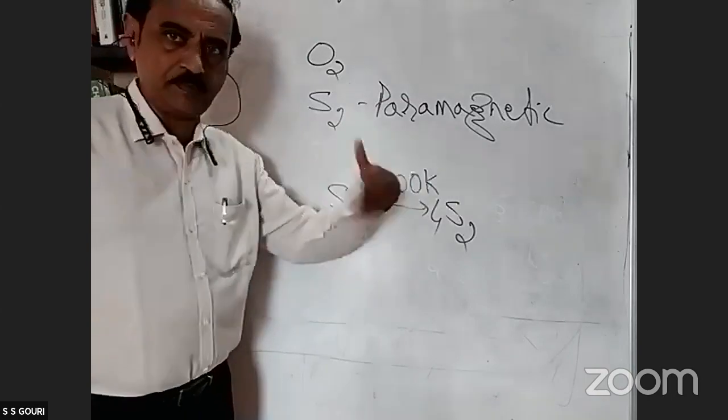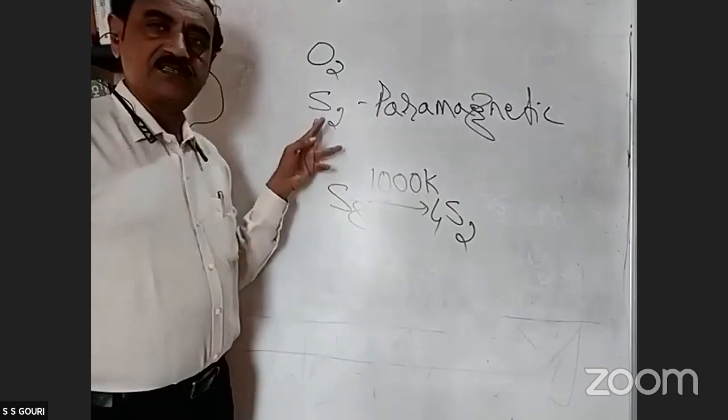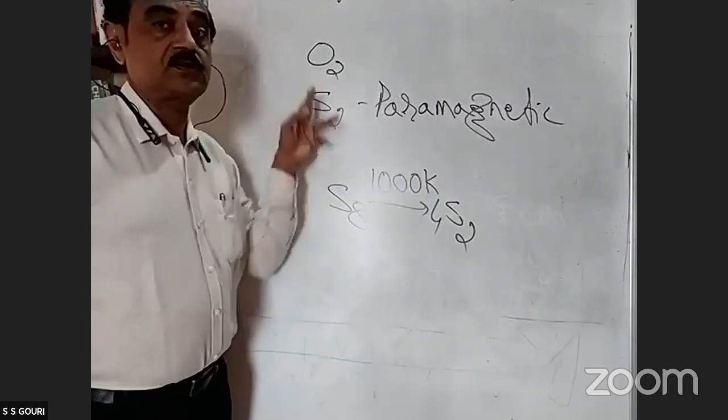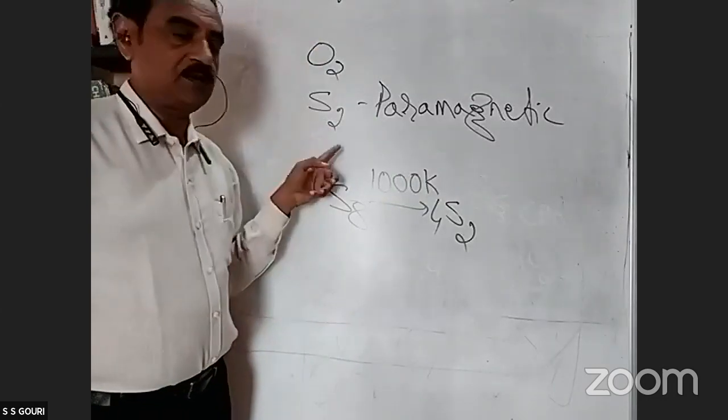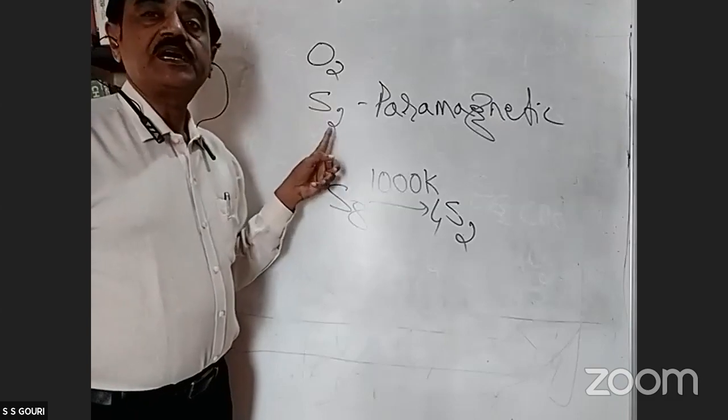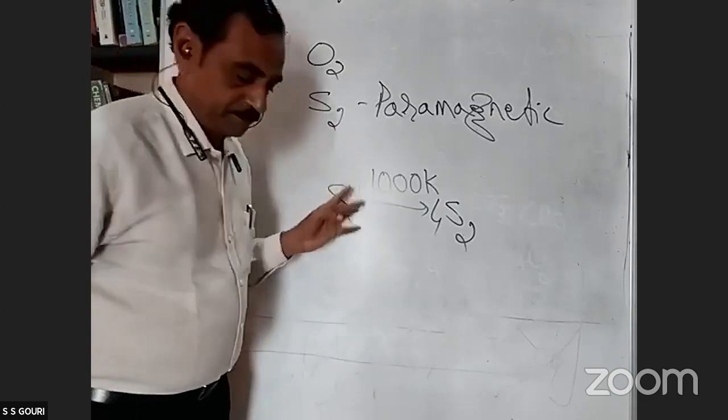Isn't it? The next orbit. The configuration is 3s2 3p4, and for oxygen it is 2s2 2p4. Right? So here 2 unpaired electrons are there in S2.